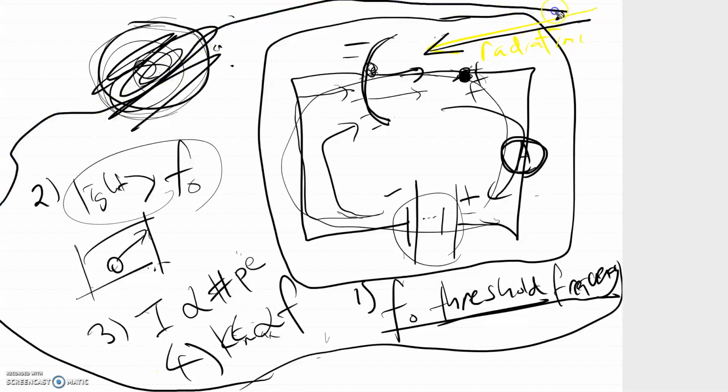These four observations mark the start of quantum mechanics. Right.